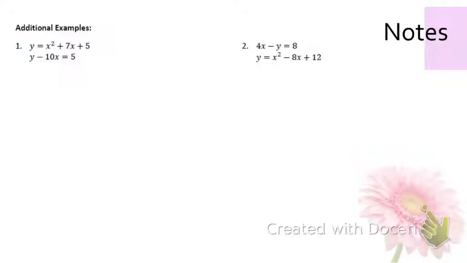So let's look at number 1 at the bottom. So what I'm noticing is that this second equation is not solved for y. They both have to be solved for y. So what we're going to do is I want you to take that negative 10 and add it to the other side. So I'm going to take this. It moves across. So this equation becomes y equals positive 10x plus 5.